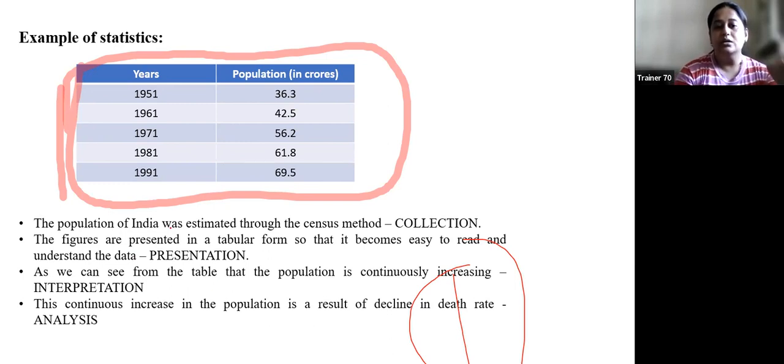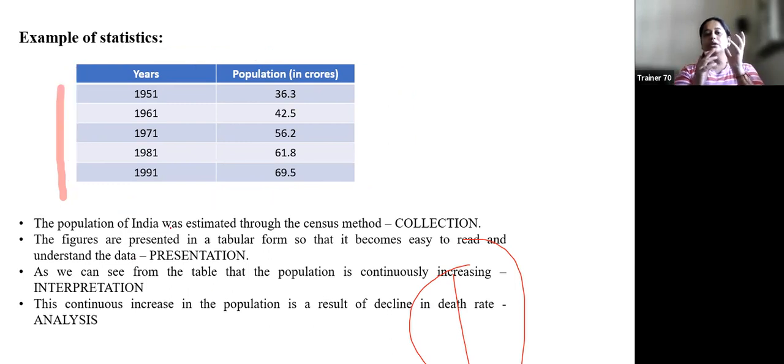After that, the collected data. Now whatever data you have collected, the one who has collected the data might have written it roughly or not appropriately. So that data cannot be presented further. For that, it needs to be presented in a tabular form, or with the help of any diagram or any graph, so that it becomes easy for the other person to read and understand what exactly has been shown in the data.